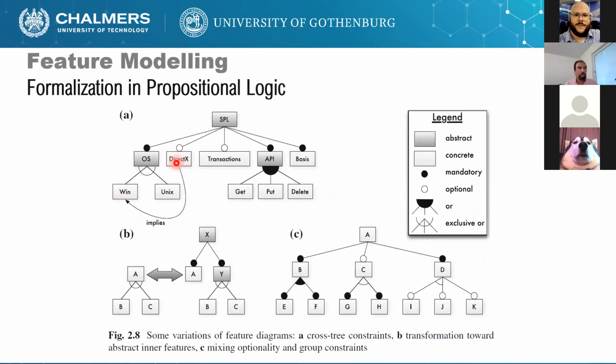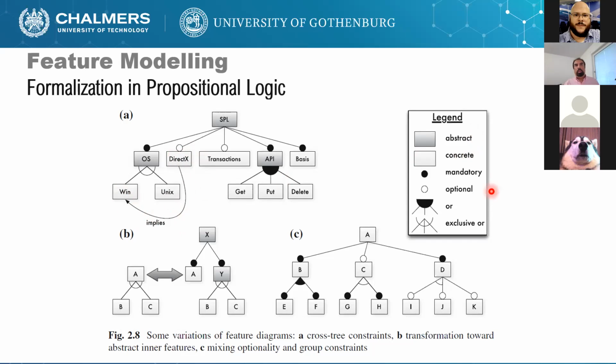So you create this arrow to explain to your readers or your next engineer that if you choose DirectX, then you have to go to Windows. It implies. So sometimes there are constraints across features that you need to show in the feature diagram.